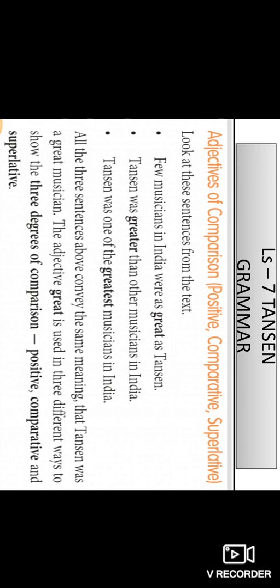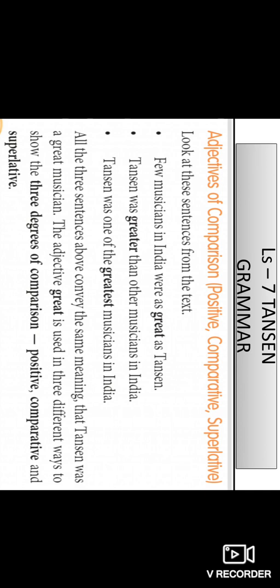They convey the same meaning, but if you compare here, the first one, few musicians in India were as great as Tansen. Here we are mentioning only some of the very few musicians with Tansen. Next, Tansen was greater than any other musician. See, other than, we are comparing with so many people here. Tansen was one of the greatest musicians in India.